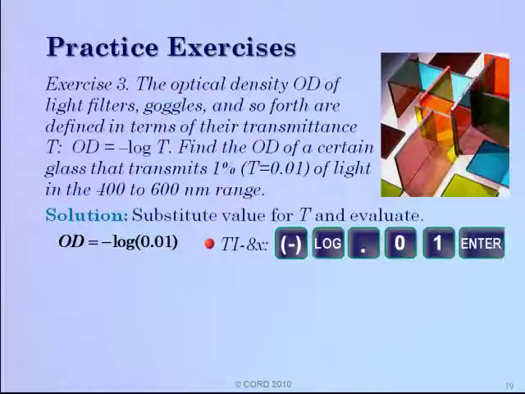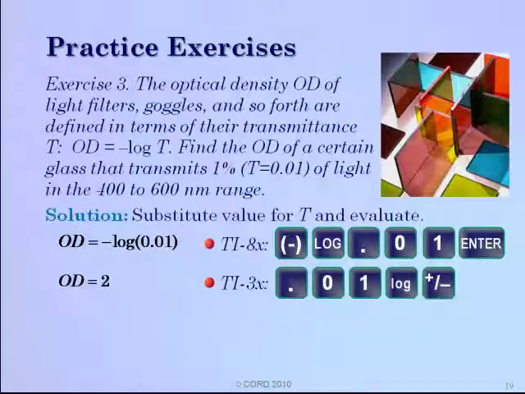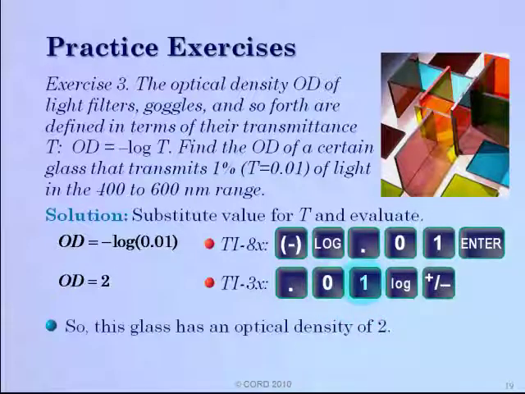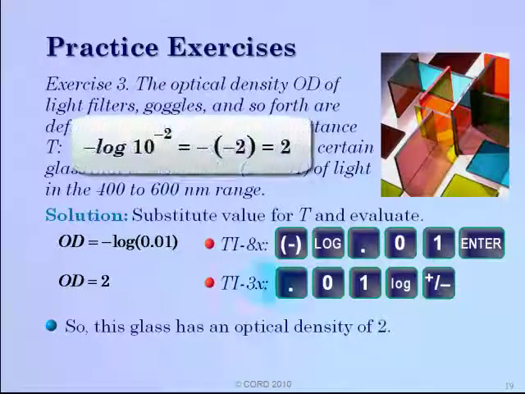What is the negative log of 0.01? On the TI-80 calculator, you have to press change sign, log 0.01, and press enter, and you'll get your result. On the TI-30 series, you enter the value first, 0.01, and then press log, and then change the sign to make it positive, actually, and OD will equal 2. So this glass has an optical density of 2. But you probably knew that already, right? This is the log of 100th, 10 to the minus 2.